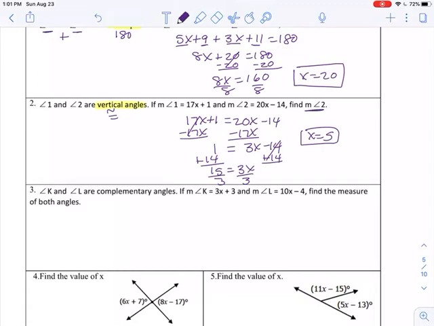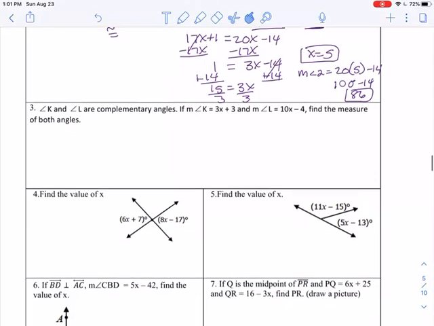Now in this particular problem, I want to find the measure of angle 2. So to find the measure of angle 2, I'm going to substitute 5 in for x. Well, angle 2 is 20x minus 14. So 20 times 5 is 100, minus 14, which is 86.